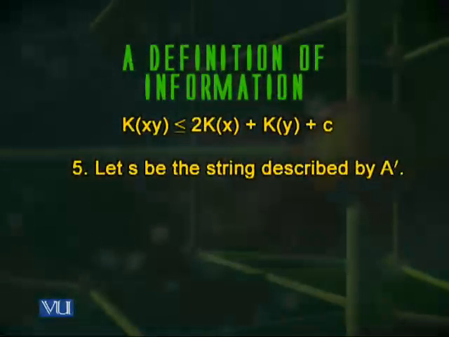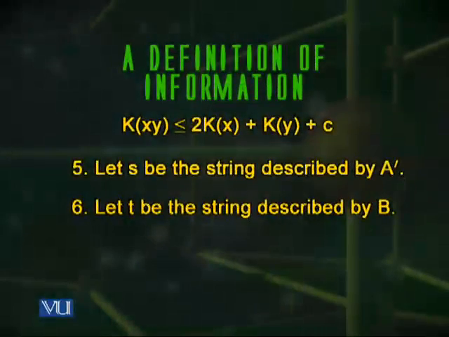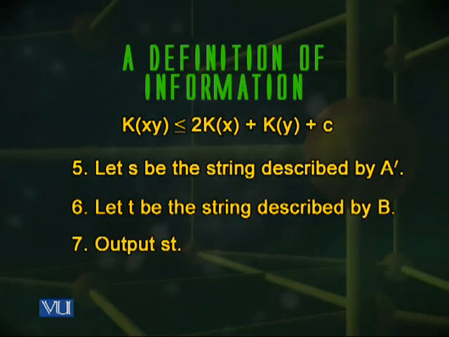Once M has computed A prime, it treats A prime as a description of some string and computes that string. So let S be the string that is described by A prime. So A prime is actually again going to be interpreted as a Turing machine followed by a string, and M is going to run that Turing machine onto that string, and whatever is the output, we are calling it S. T is going to be the string that is described by B. Now M simply outputs S followed by T.